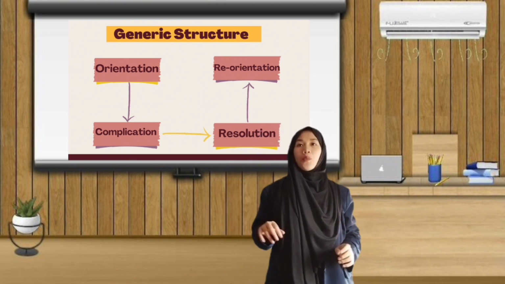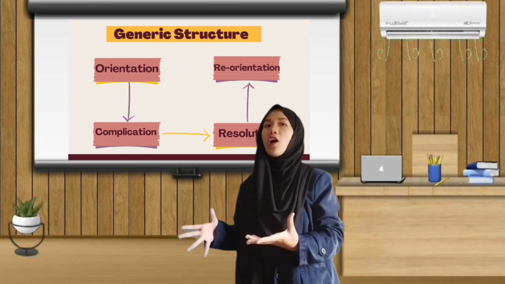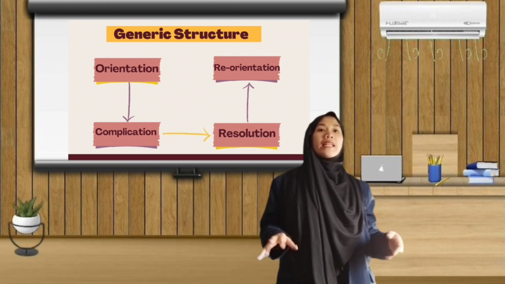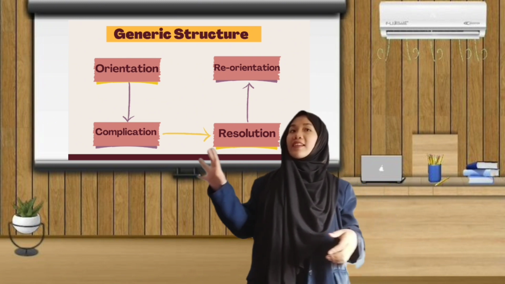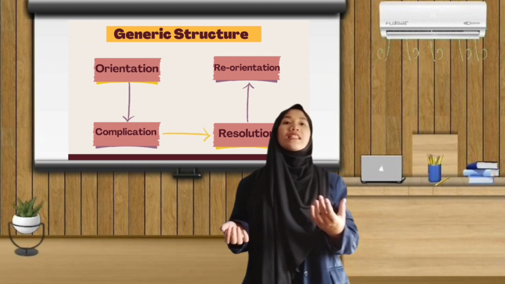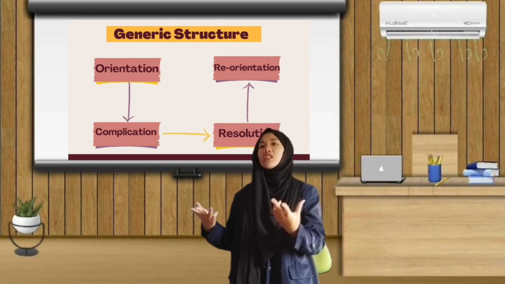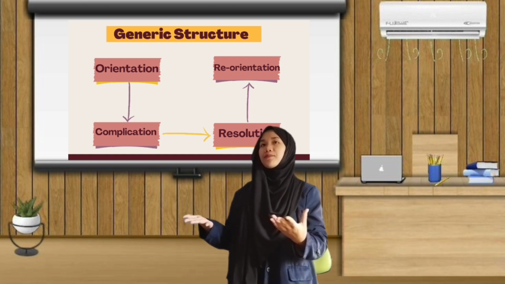First, we have orientation. Orientation is the opening part of a narrative text story. It introduces the characters in the story and the setting of the story, which includes the place, time, atmosphere, and social condition in the story.